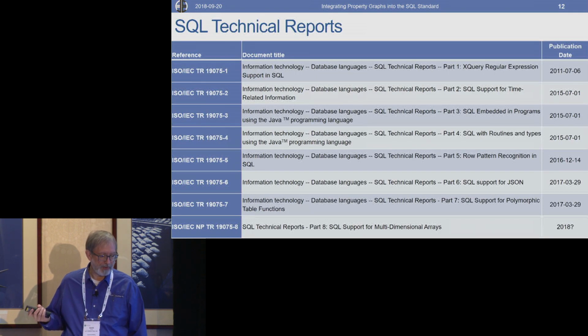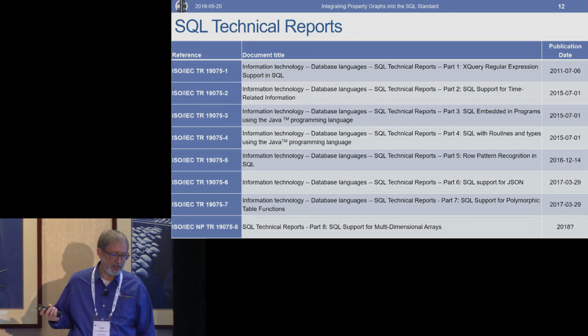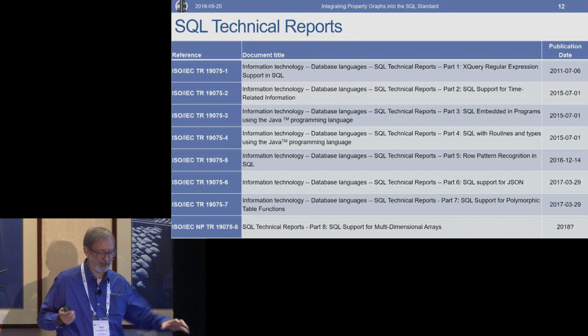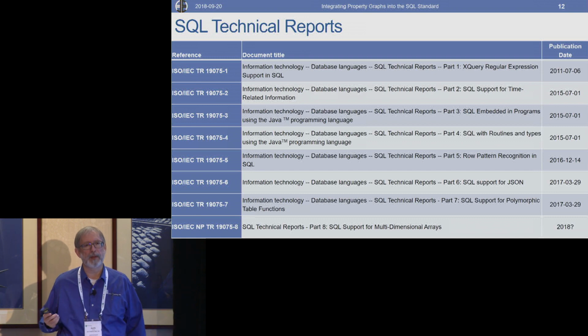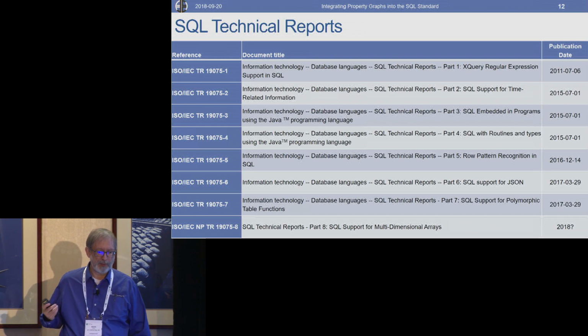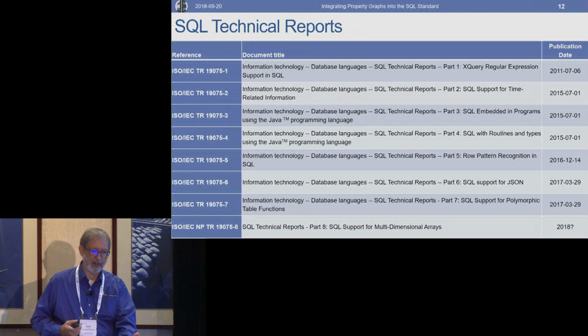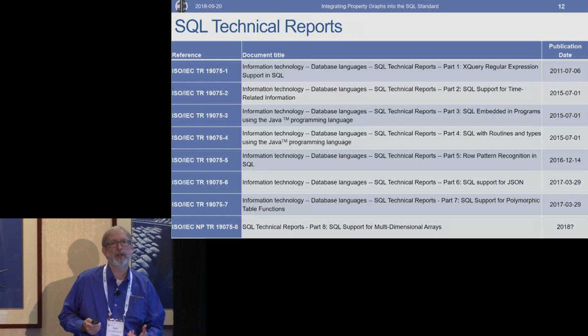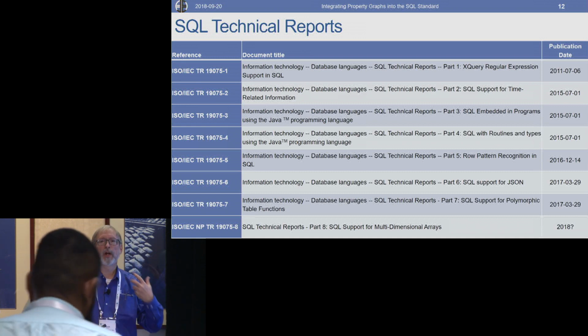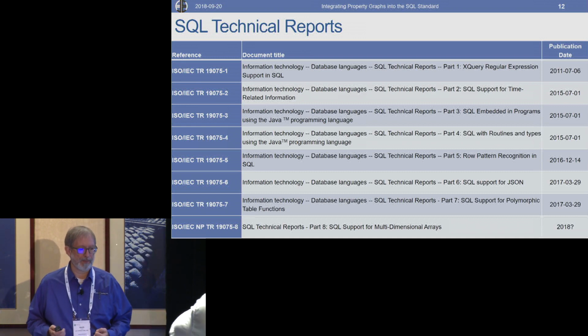We're up to 7 published, and we have a new one in the works. It's actually hung up in the ISO hierarchy, but hopefully by the end of this year it'll be published. So we've got reports on things like row pattern recognition and JSON, and when we add significant new features to the standard, we also write technical reports to explain it.